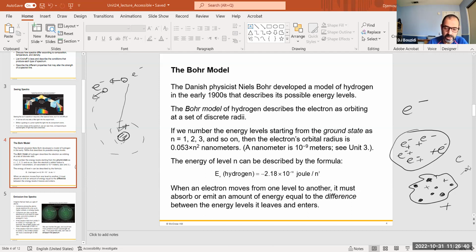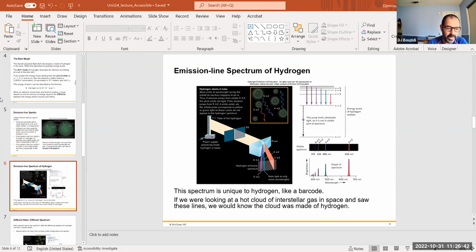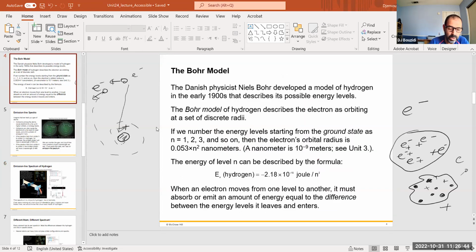So what Mr. Niels Bohr suggested is, basically, he says, look, what's going on here is that these electrons, as they go around the nucleus, which is positively charged, the electron must have a wavelength, and that wavelength is an integer multiple of the orbit.